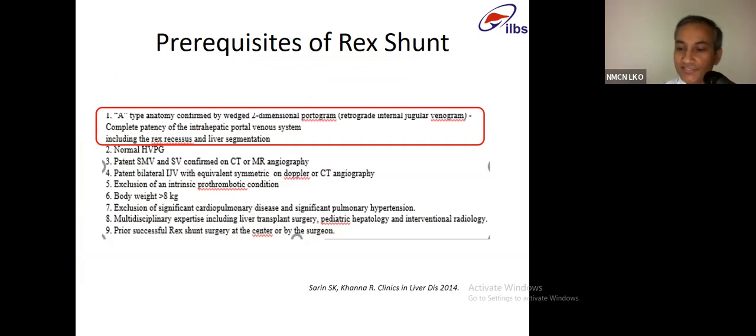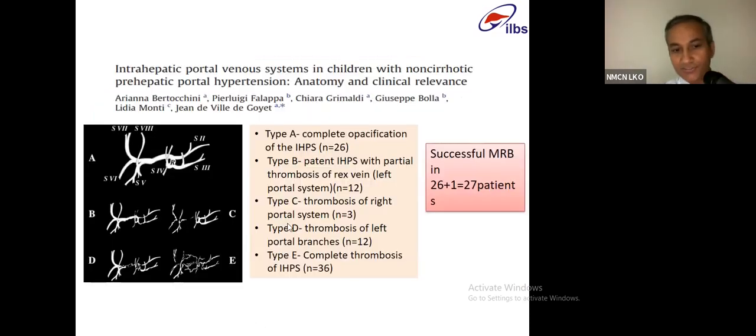So this is something we have to document. Whenever we are taking a patient for a Rex shunt, we should document the anatomy based on retrograde internal jugular venogram. There should be A-type anatomy of the patient. Then only should the patient be considered for a Rex shunt. So this is the anatomy, this is a picture.